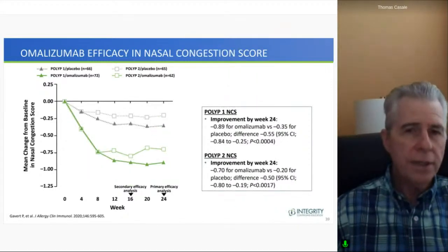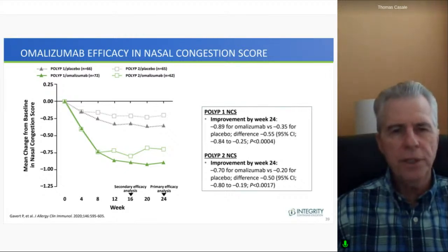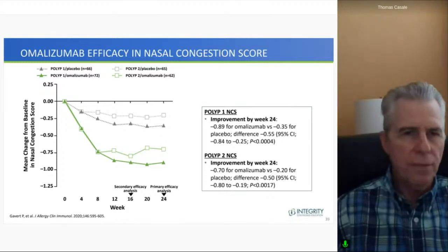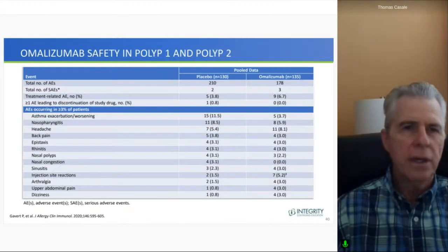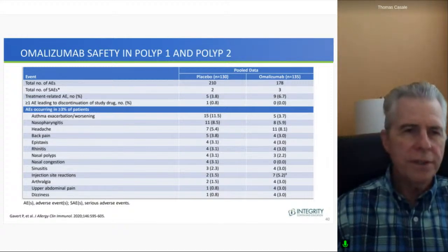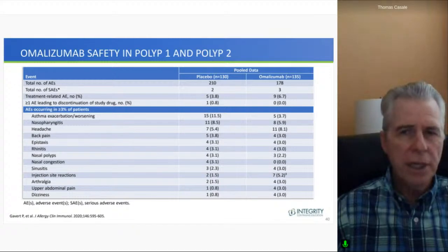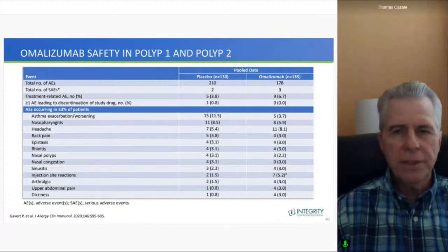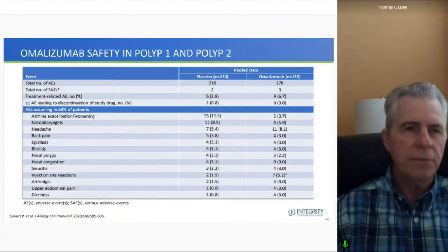Furthermore, if you look at the nasal congestion score, again, clinically meaningful and statistically significant improvement in active treatment versus placebo. Safety profile, no different than what we typically see in asthma, and remarkably similar to what you saw in the placebo.